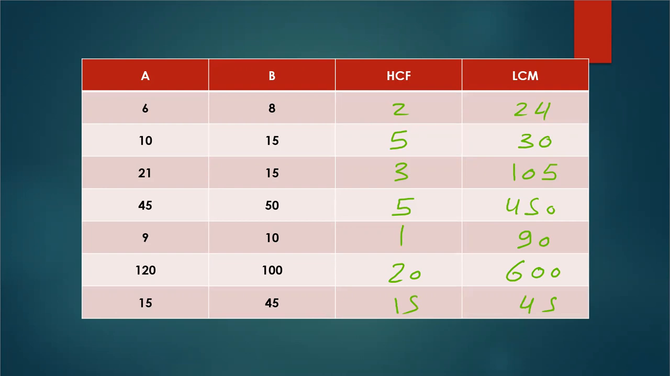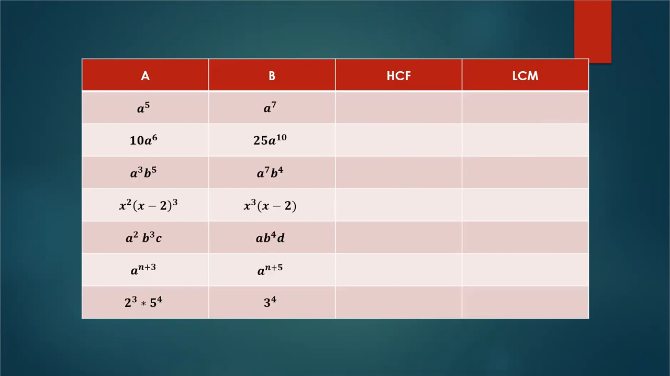Okay, what happens with algebraic expressions or terms? Let's see that. For example, here I have a to the power 5 and a to the power 7. So I will take a with the least power that appears, which is 5, as a common factor, and the same a with the highest power as a common multiple. So the highest common factor is the least power, whereas the least common multiple will be with the highest power.